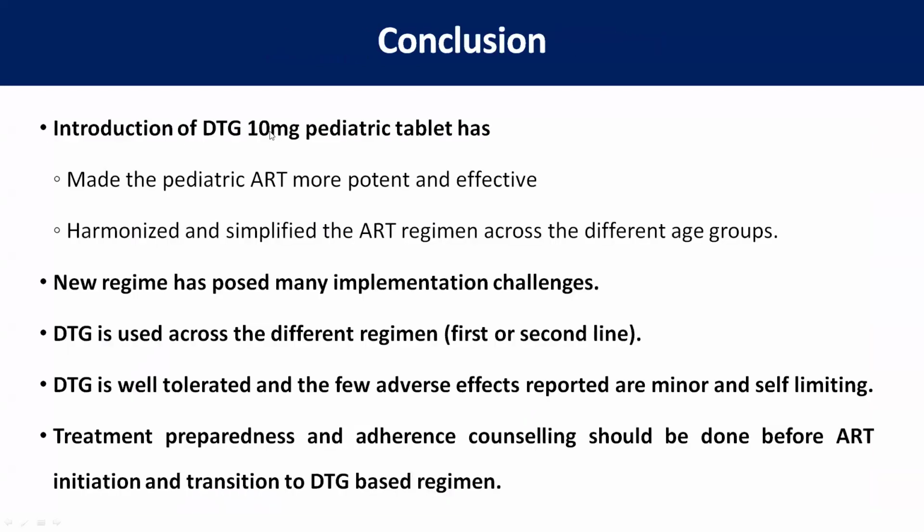So in conclusion, in the pediatric ART mode, dolutegravir 10 milligrams is more potent and effective, with a harmonized and simplified ART regimen with the adult. The new regimen has posed many implementation challenges. DTG is used across the different regimens, first and second line. DTG is well tolerated and the few adverse effects reported are minor and seldom, that too also in adults. Treatment preparedness and adherence counseling should be done before ART initiation and transition to DTG based dosing. So I think this is my last slide.